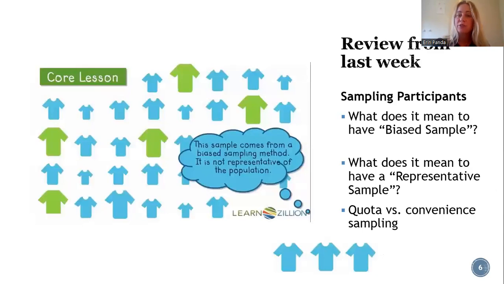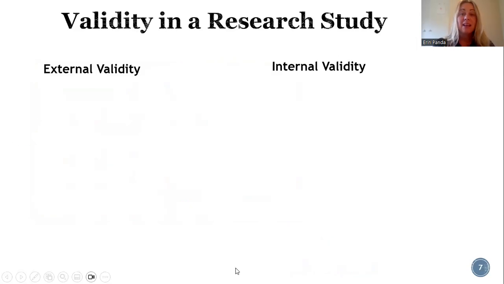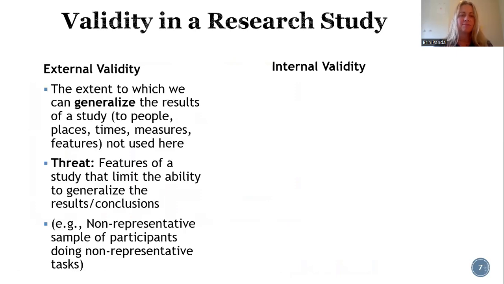External validity follows quite closely from what we talked about last week when we talked about sampling participants. And we said that we would want to have a representative sample of participants that represents our population. So unlike this sample that only represents some of the population, we would want to ensure that we have the others represented as well. That's one feature of external validity.